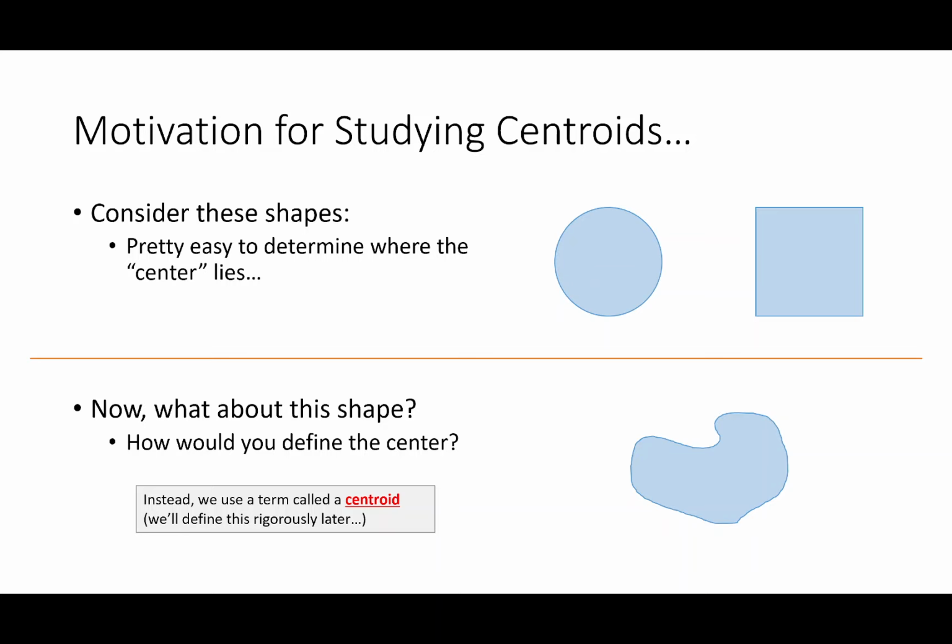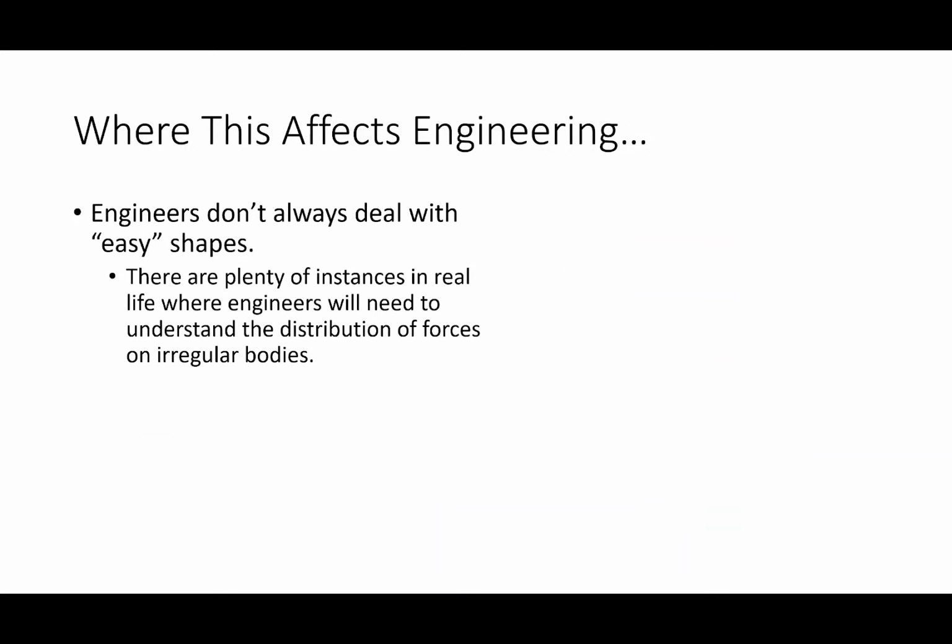What I've got here on this slide is something that you might find in a discussion in middle school, you know what I mean? So why do we as engineers care about locating the centroid? Well, the reason is that engineers often deal with shapes that aren't what I'll call easy shapes. There are plenty of instances in the real world where engineers have to assess structural stability, dynamics, and the safety and reliability of systems that involve irregular distribution of forces on bodies.